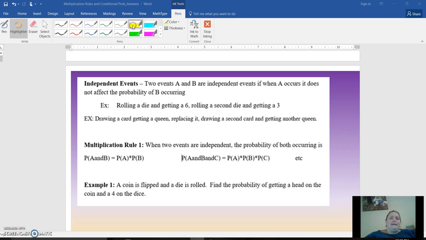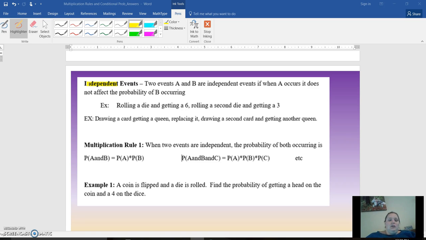All right, we talked about mutually exclusive events, so events that cannot occur at the same time. And now we're going to get into independent and then dependent events. An independent event is two or more things where the probability of the second event does not affect the probability of the first event, or the probability of the first event does not affect the probability of the second event. So for example, if you're rolling a die and you get a 6, and then you roll a die and get a 3, those don't affect each other unless the die is loaded.